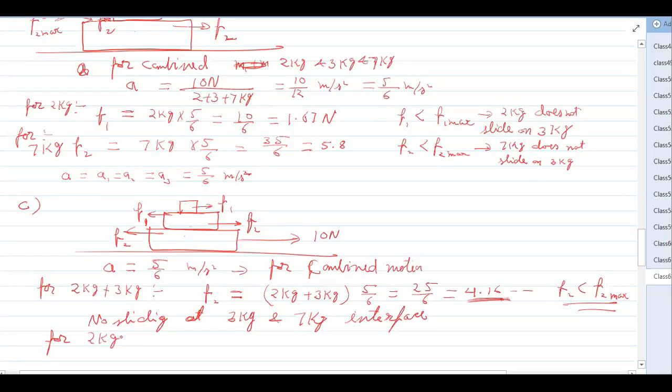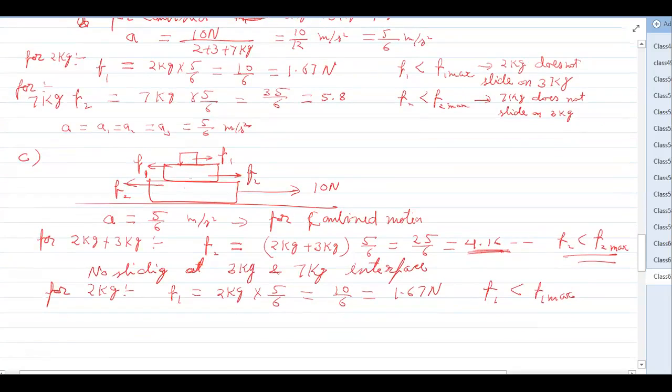For 2 kg, if we write, there will be F1 equal to 2 kg into 5 by 6. So how much are we getting? 10 by 6. That is 1.67. So this is also less than F1 max. So no sliding at the upper surface as well, no sliding at the 2 kg and 3 kg interface. Okay, so all three will move together. A1 equal to A2 equal to A3 equal to A, that is 5 by 6 meter per second square.